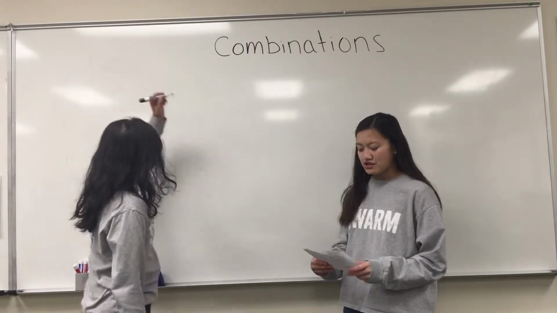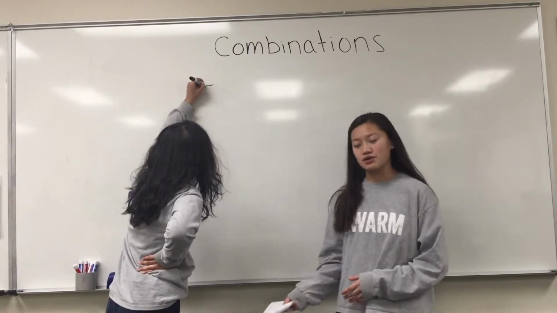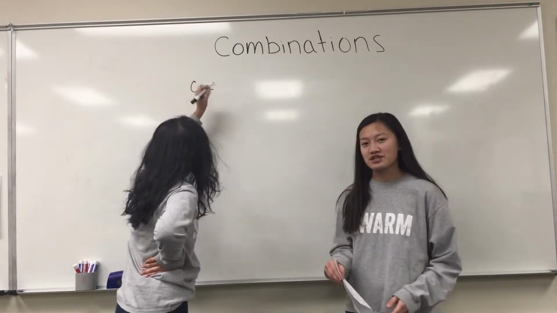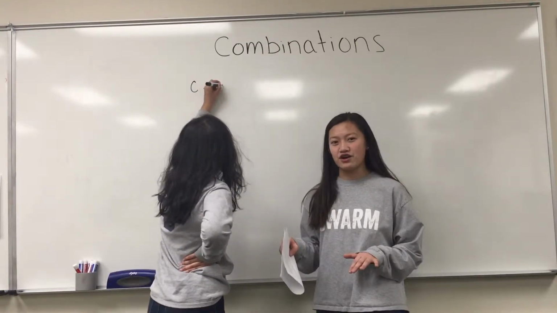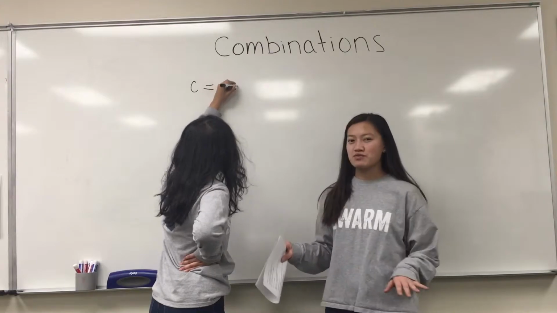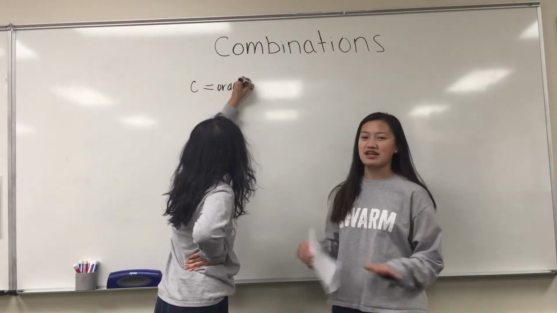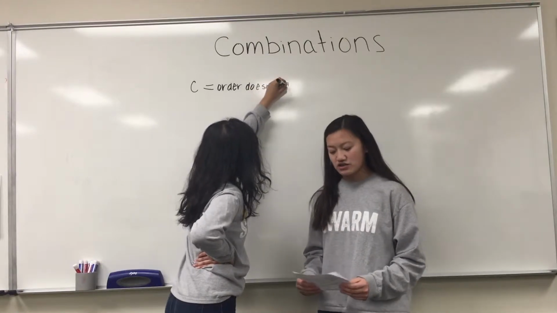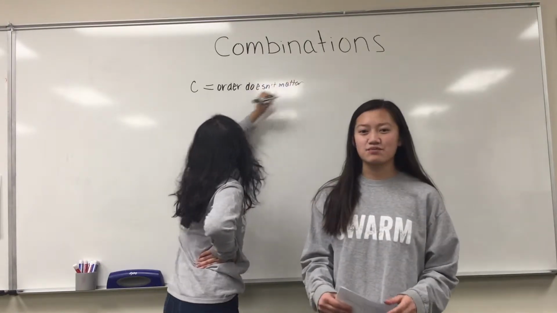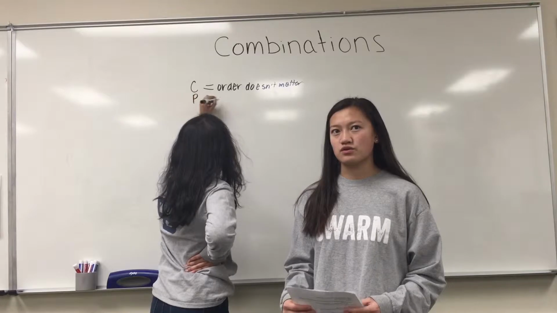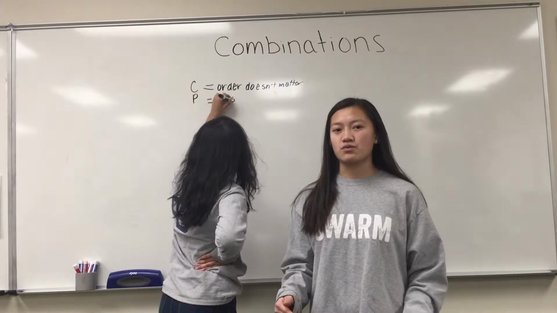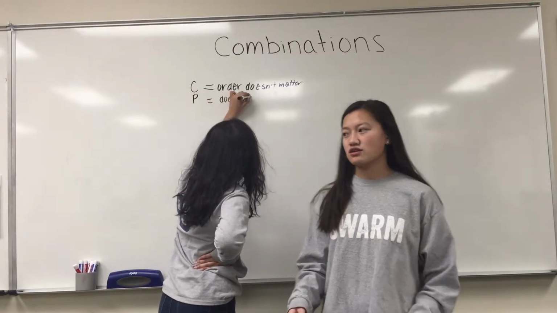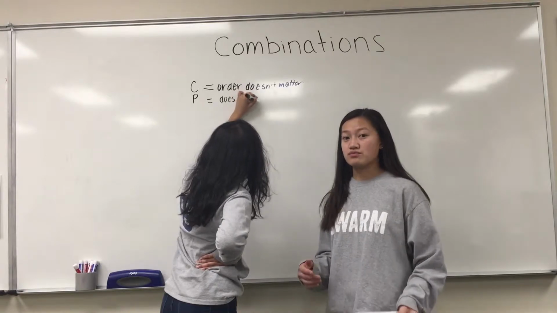Basically, the difference between a combination and a permutation is that with a combination, order does not matter. You're just randomly putting things together or selecting random things. But with a permutation, order does matter. An example of a permutation question would be something with first, second, third place, and obviously order matters with places like that.